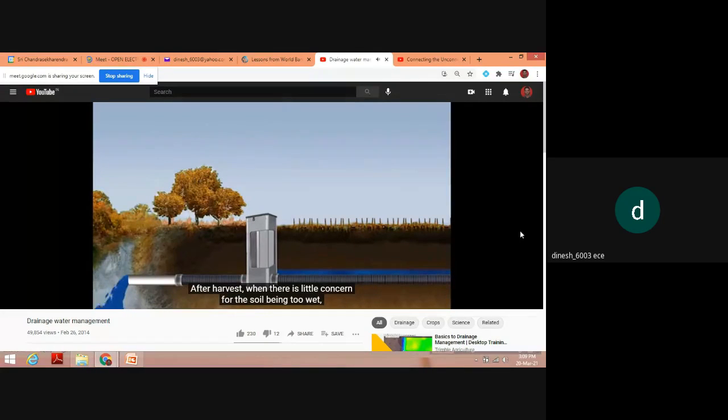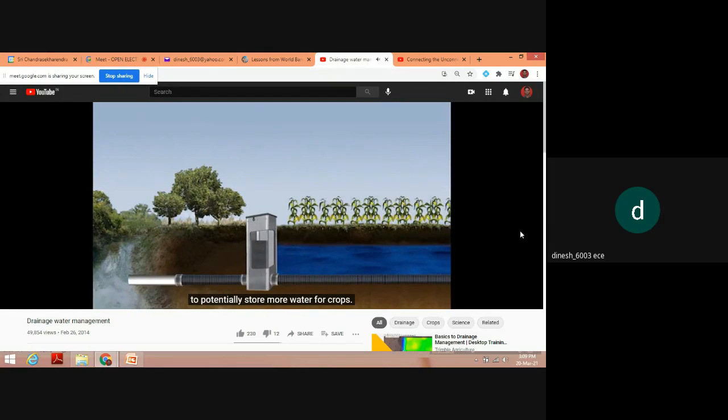After harvest, when there is little concern of the soil being too wet, stop logs are inserted into the structure to hold more water in the soil profile, raising the level of groundwater. In the spring, shortly before planting, stop logs are removed to drain the soil more fully. After planting, the stop logs are inserted again to potentially store more water for crops. Stop logs can be removed again before harvest if the soil is wet.